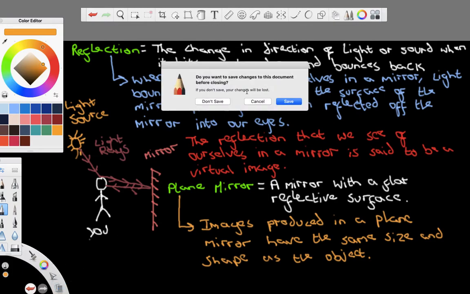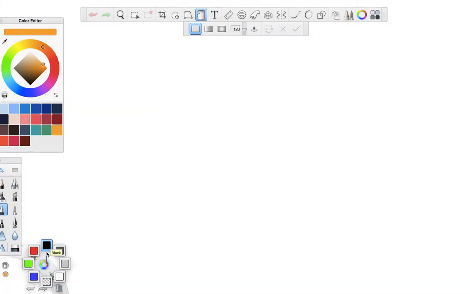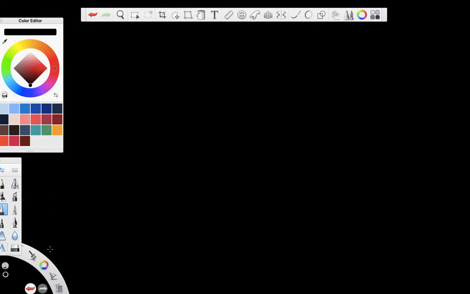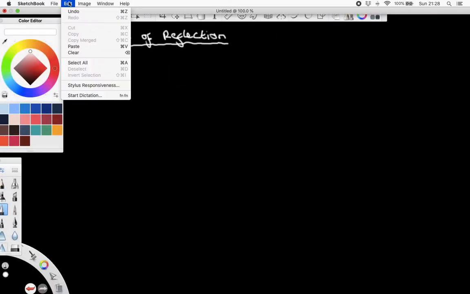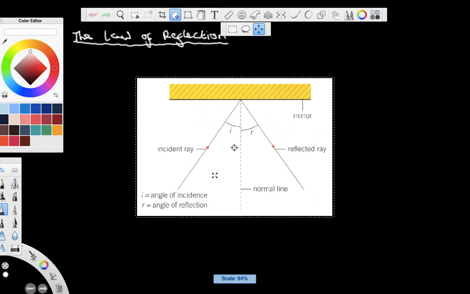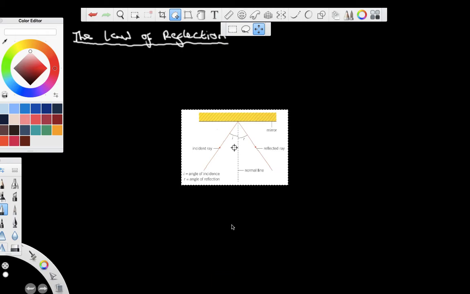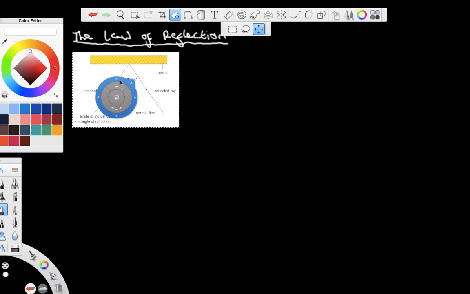So if we can just refresh our screen so that we can carry on learning, we can put the subheading, please, the law of reflection. Okay, and we're going to need an image of the PowerPoint for this. So we're going to copy that and paste it in, and I'm going to make it a bit smaller because we're going to draw our own underneath as well. So I'm referring to this image that's on the PowerPoint, okay?